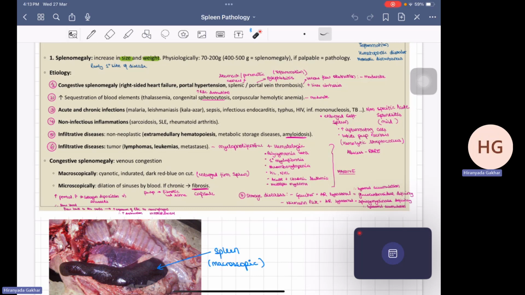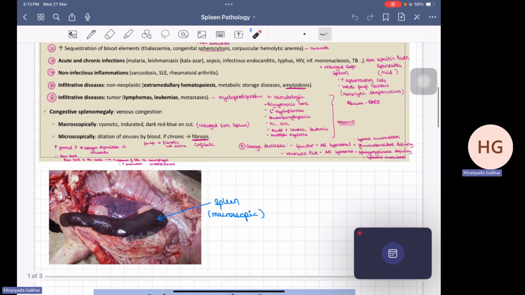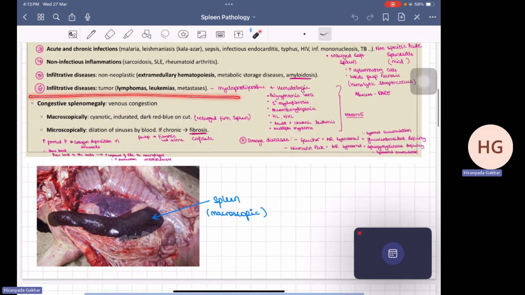Before I move on to the next cause, I would like you to focus on the picture below and this particular text. In congestive splenomegaly, there is venous congestion as the outflow of blood has been obstructed or stopped. We see an enlarged spleen, and along with that, the spleen appears cyanotic and indurated because of pooling of the deoxygenated blood. If you look at the picture, the spleen appears enlarged, and it also appears slightly cyanotic.